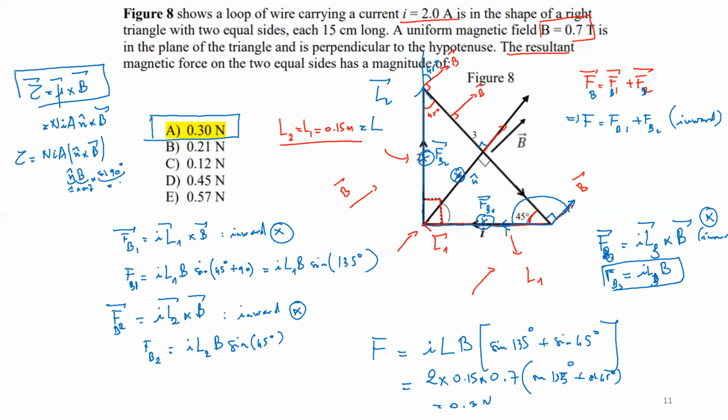90 degrees, so sine is 1. So you see that the torque will be just N, which is 1, times I, the current, times the area. I know the current, and I know the area of the triangle. So I can calculate the torque, and you will see that the torque is maximum.